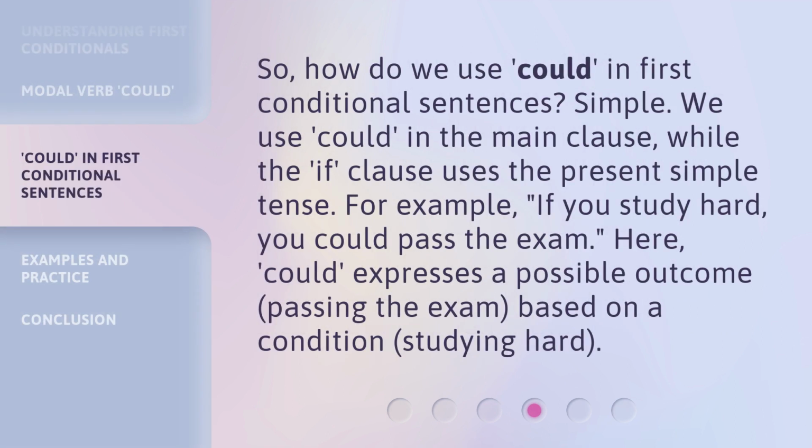So, how do we use "could" in first conditional sentences? Simple. We use "could" in the main clause, while the if clause uses the present simple tense. For example, "If you study hard, you could pass the exam." Here, "could" expresses a possible outcome, passing the exam, based on a condition, studying hard.